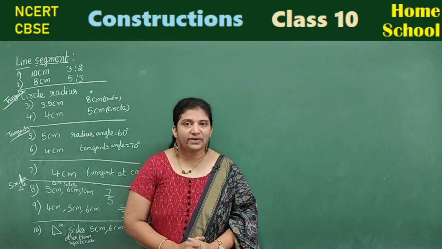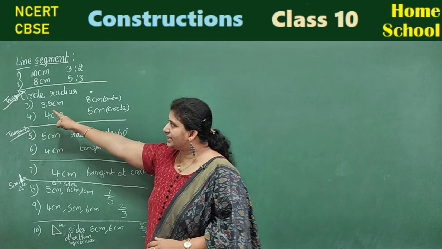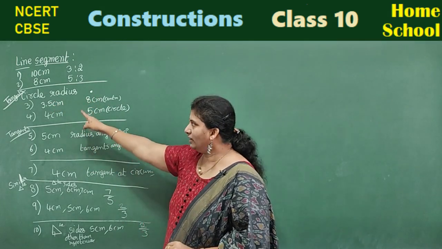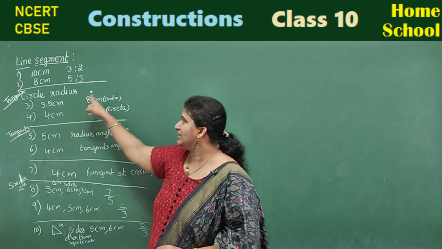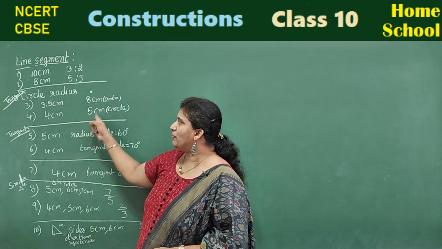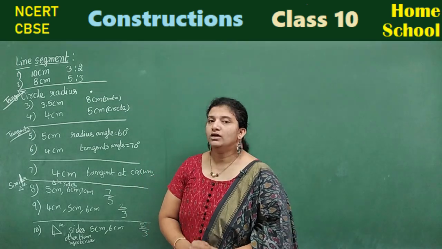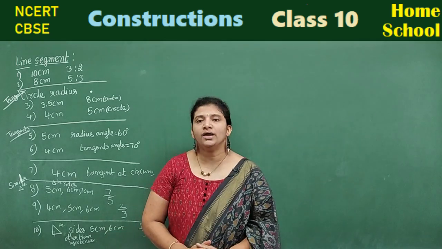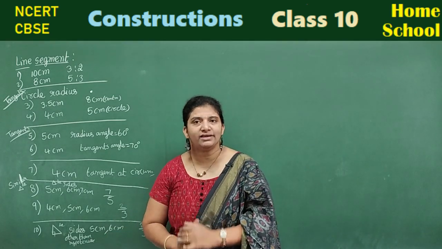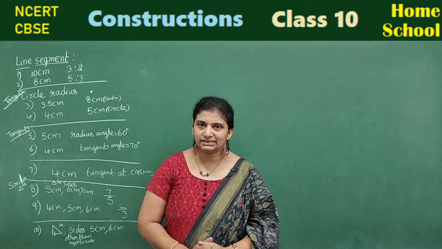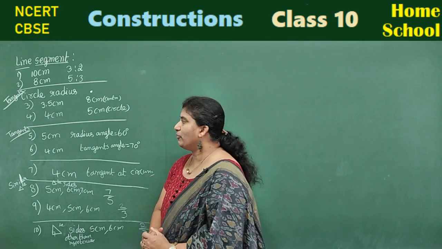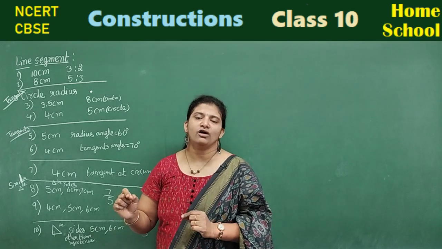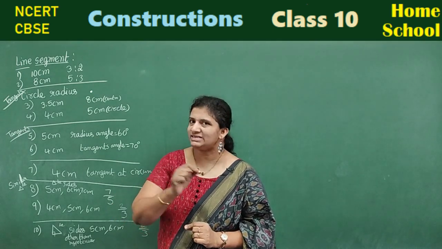Let's see the next variety of problems. You can see tangent, circle, radius and point here. Look here, this is the circle radius and this is the external point distance. You need to draw tangents from an external point. Draw a pair of tangents from an external point to a circle of radius 3.5 centimeters. We need to draw tangents from an external point to a circle.